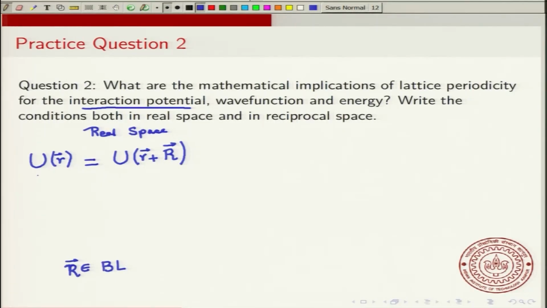Now, what about the wave function? Let me write this a little differently. I will just write this in the reverse order, just to emphasize the periodicity. So the effect of translation by R is nothing. Now let's look at the wave function.